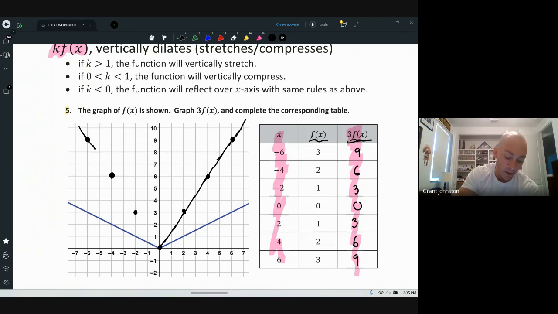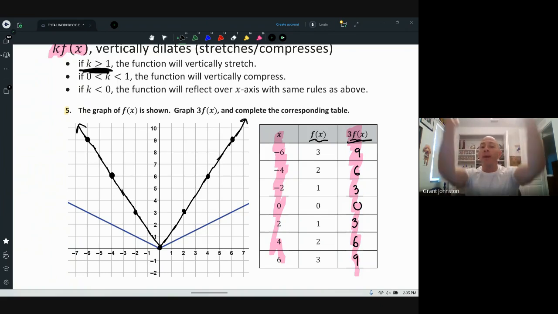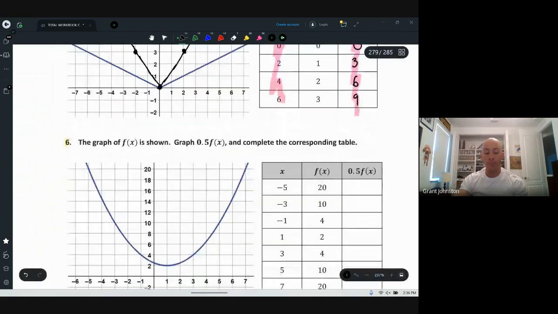So the takeaway here is that since we multiplied it by 3, which is a number greater than 1, it's going to be a vertical stretch. This was our original. Now it's stretched. If you're stretching up, this is called a vertical stretch. So this is a vertical stretch when we're multiplying f of x by a number greater than 1.